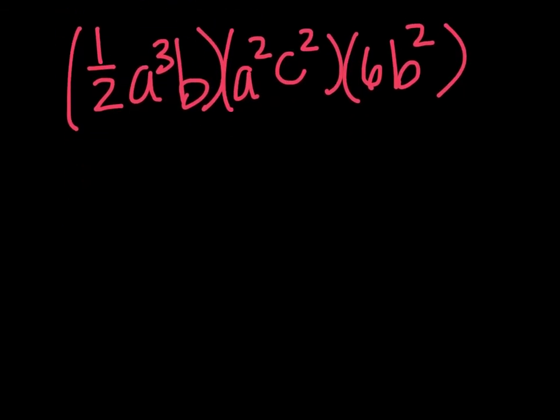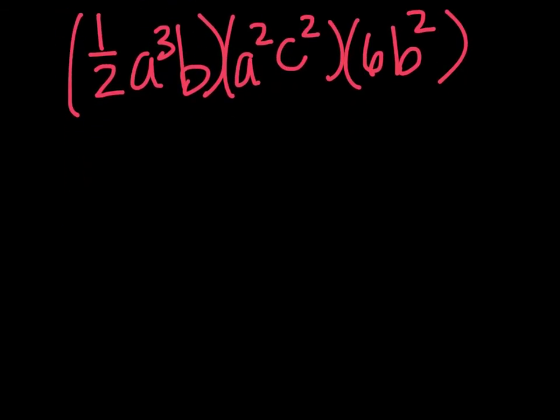Last problem, let's look at it. Half, or 1/2, times a to the third power times b times a squared times c squared times 6b squared. So let's find those like terms. I have a half and a 6. There's no 1s, 2s, 3s, 4s. There's no numbers there with this middle monomial.